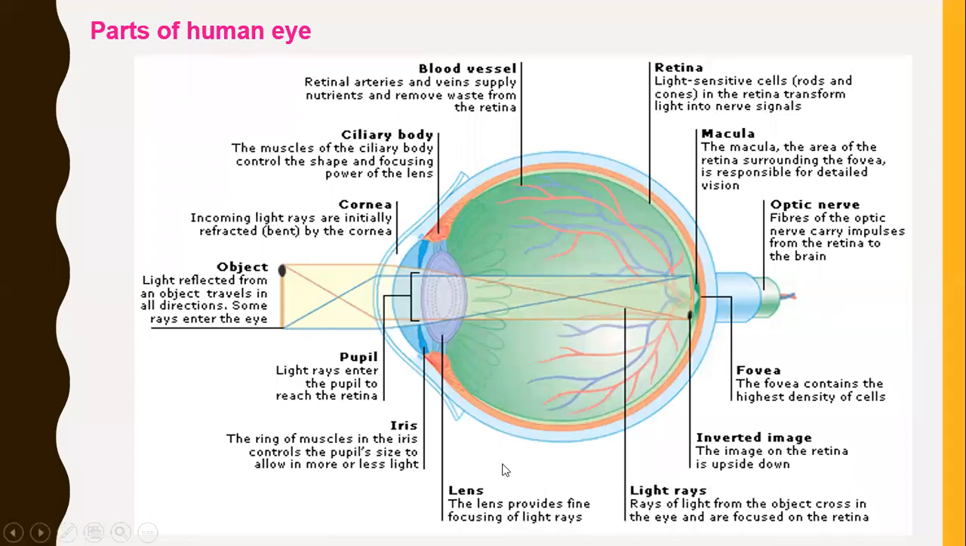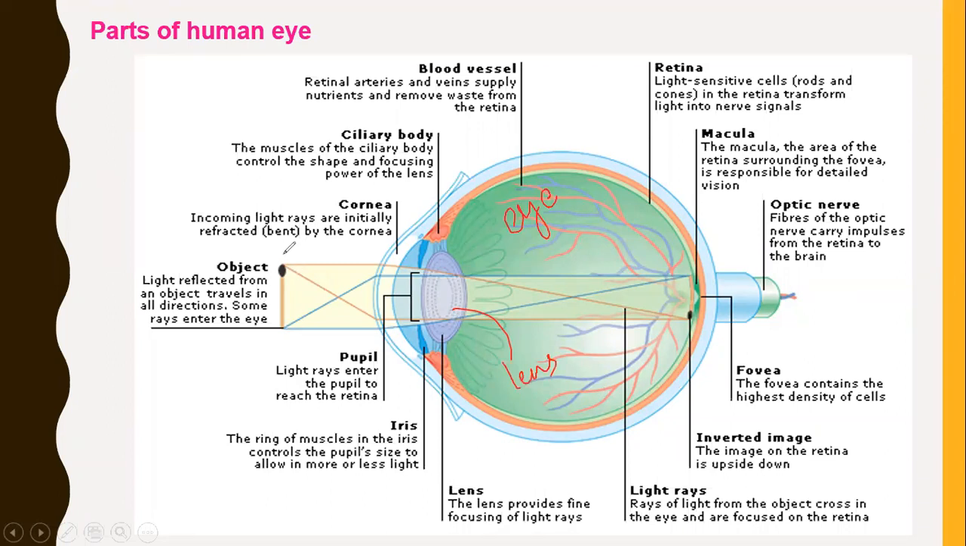Students, we have seen a few parts of the eye in the previous slide, and in this slide, each part of the eye is described. Of course, we are not going to describe all the parts. We will be describing only a few parts which are necessary for our discussion related to light. Now, this is the eye, and this is the eye lens.